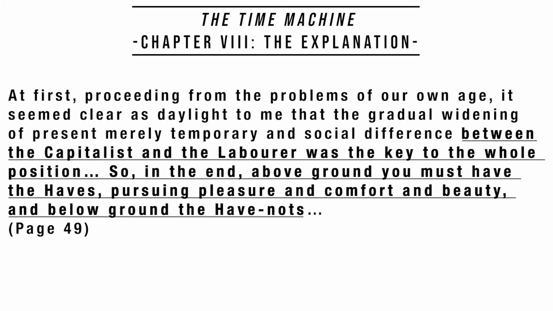So in interpreting The Time Machine, many people have talked about the Marxist explanation because of this one particular paragraph in which Wells talks about capitalist and labor. "And at first, proceeding from the problems of our own age, it seemed clear as daylight to me that the gradual widening of the present, merely temporary, and social difference between the capitalist and the laborer was the key to the whole position." So in the end, above ground, you must have the haves, pursuing pleasure and comfort and beauty, and below ground, the have-nots.